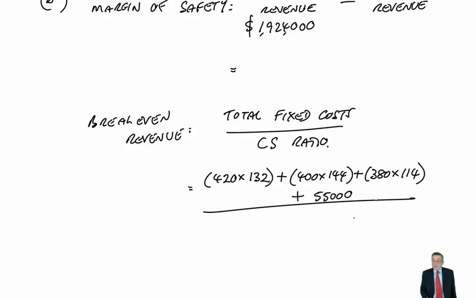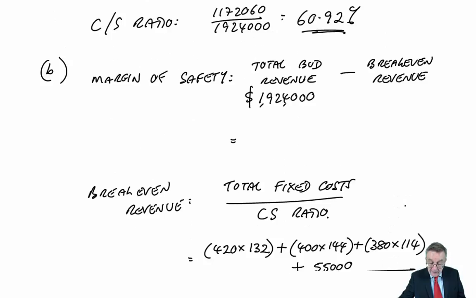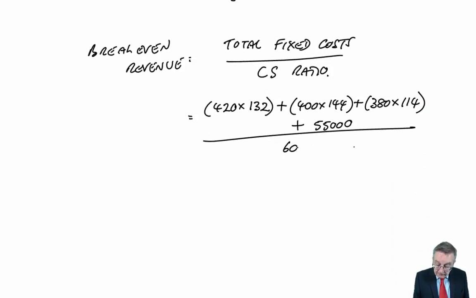So I'll work that out in one moment, but we're going to divide that total by the CS ratio of 60.92%. So, get more calculator speed. Let's work out the total fixed costs. 420 times 132 plus 400 times 144 plus 380 times 114 plus 55,000. I get 211,360.